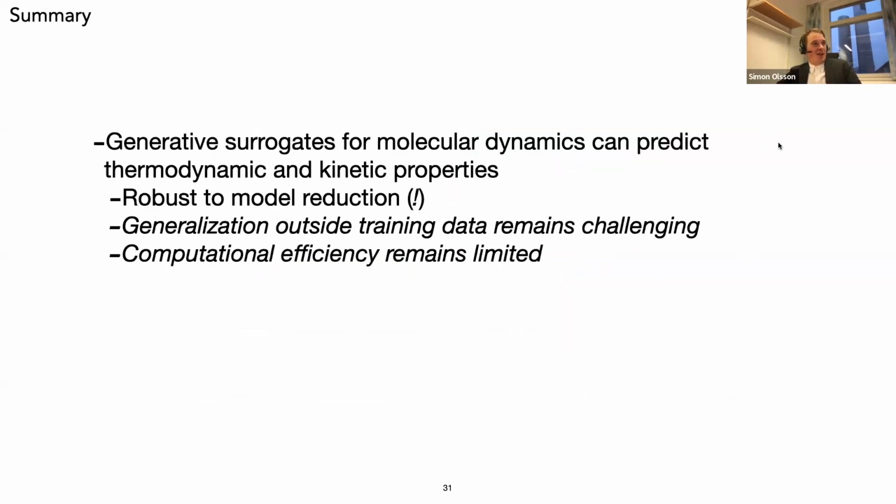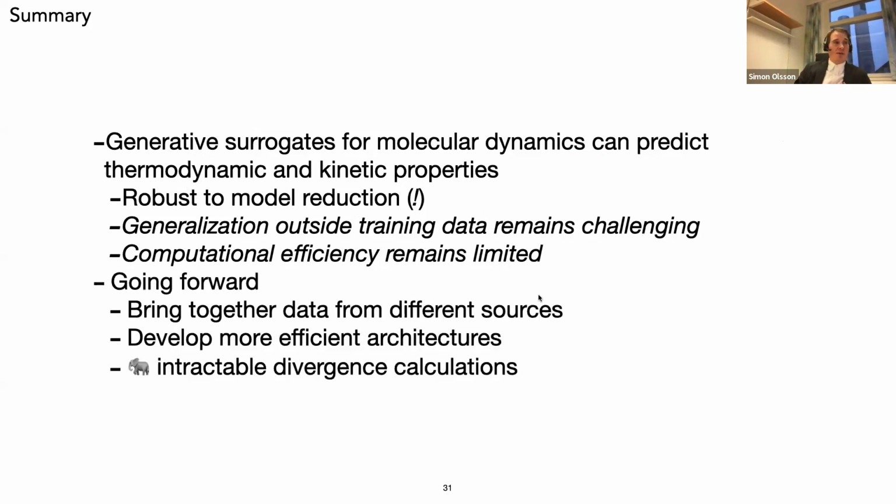So let's okay, good. Basically the idea here is that we have generative models, generative surrogates for molecular dynamics, that can predict and are robust to model reduction, so coarse graining. They can generalize outside the training data, but there are some challenges that remain. Computational efficiency is also still a big problem.